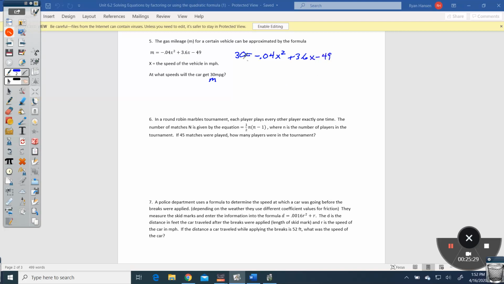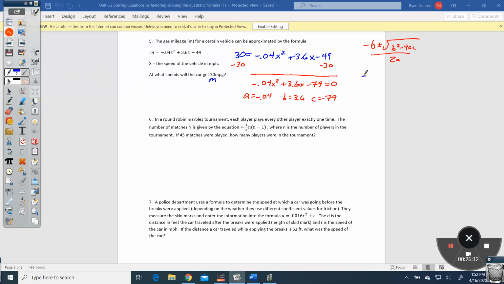So remember, we want it to equal 0. So now that I've plugged stuff in, I now need to minus 30 from each side. So now I have negative 0.04x squared plus 3.6x minus 79 equals 0. So now I can just plug it into the quadratic formula, negative b plus or minus the square root of b squared minus 4ac, all over 2a. So I know that a equals negative 0.04, b equals 3.6, and c equals negative 79.